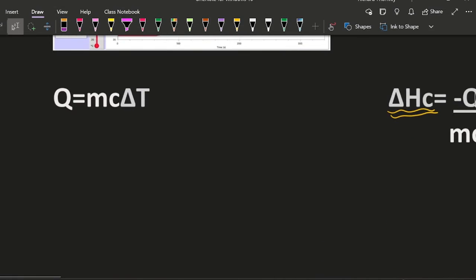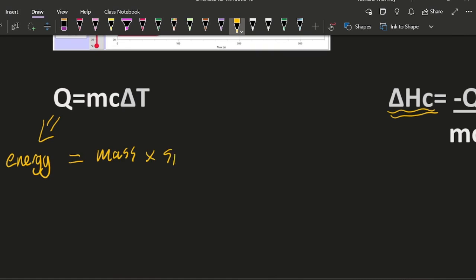Well, first off, even though this is in the data booklet, it still doesn't tell you what on earth it means. So Q is the energy. Why isn't that E like it was in the other equations? Don't ask. m is the mass of what's heated. c is the specific heat capacity of what is heated. And ΔT is the temperature change of what is heated.